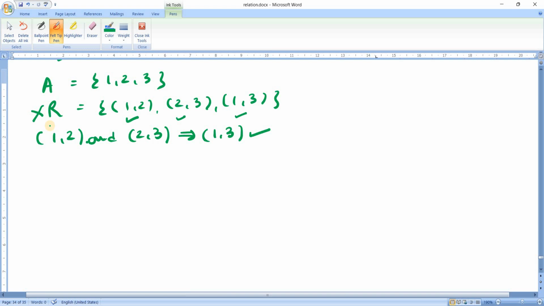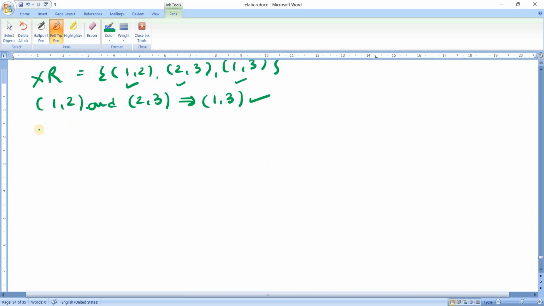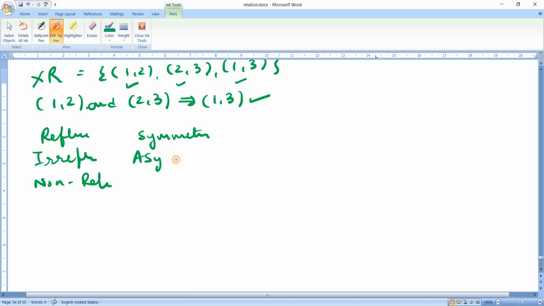So we have seen all the primary conditions or properties starting from the reflexive relation. We had seen what an irreflexive relation is. We had seen what a non-reflexive relation is. Then we had seen what a symmetric relation is. We have also seen the anti-symmetric relation. And we have seen the transitive relation. So these are all the properties, or you can say the types of the relations.